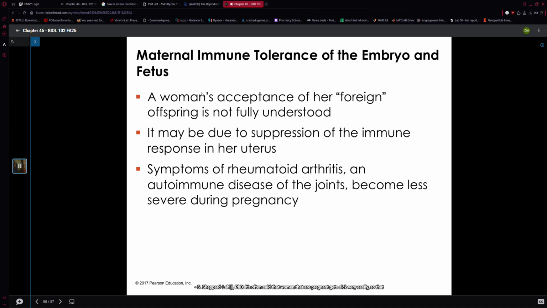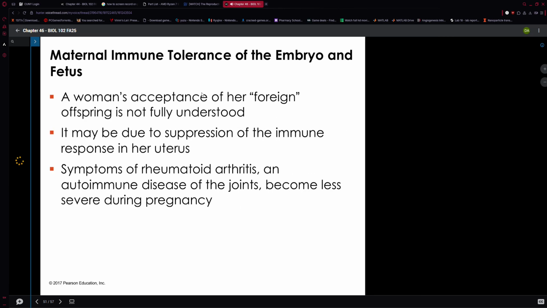But then also it's often said that women that are pregnant get sick very easily. So that would also help to support the idea of suppressed immune response as well. So it's a nice way to connect the immune system and your knowledge of it because you've recently learned about it in both of the classes.